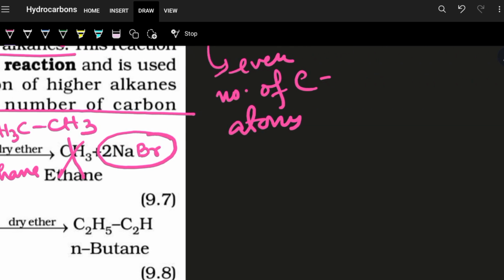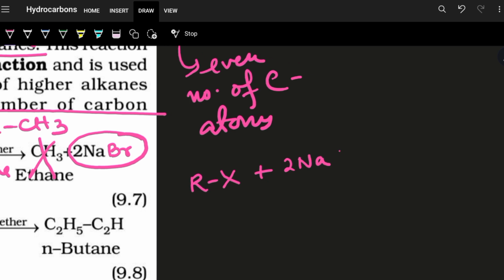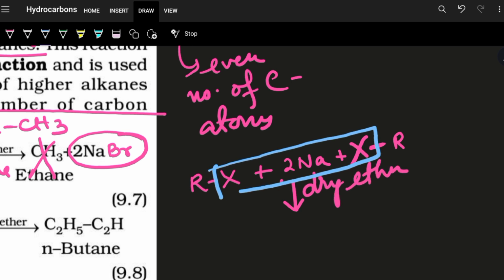If you write it in general, write it in this manner: 1 mole of RX plus 2 moles of sodium plus another mole of RX. You can just write dry ether medium. So this is your dry ether medium, and cut out this part. 2 NaX can be cut out, and then you can join this R to this R, and you will get symmetrical alkane R-R plus 2 moles of NaX.